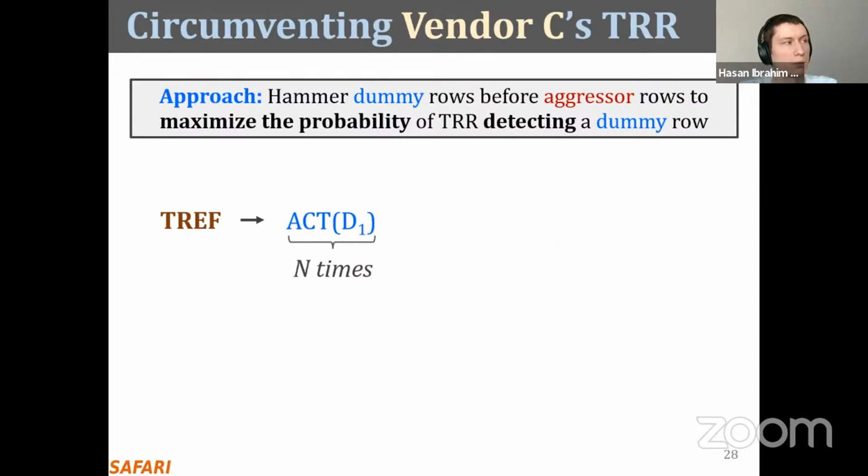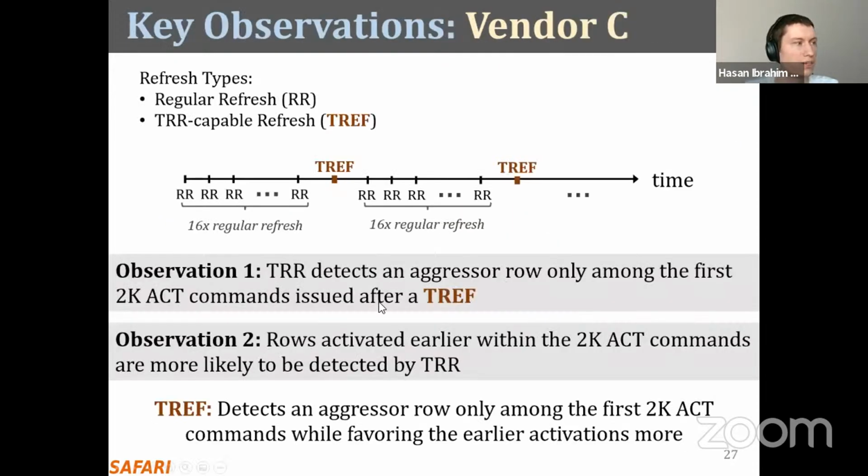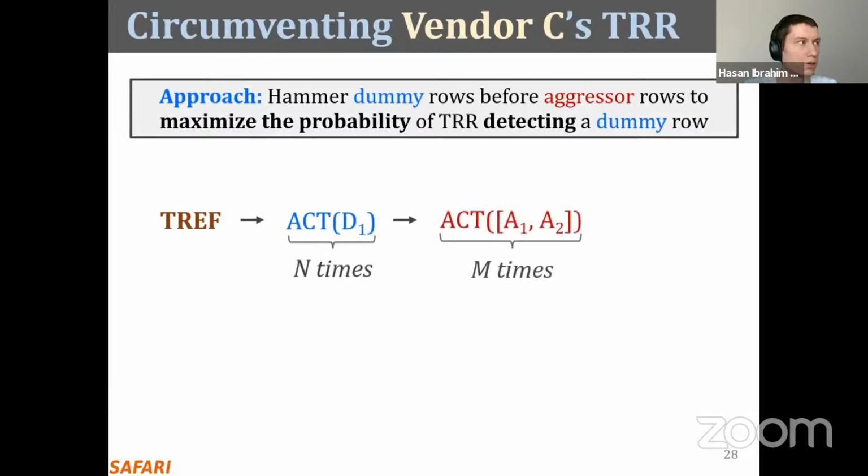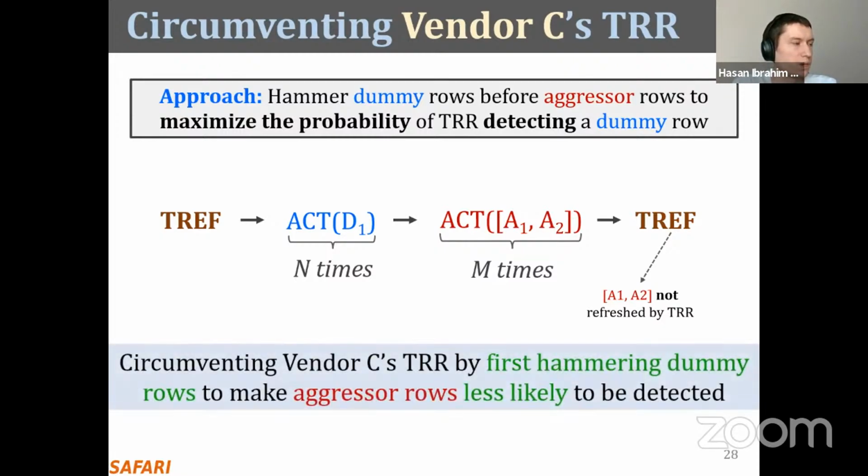Most of the times you were able to observe bit flips with smaller than 2K activation commands, and it is because of the second observation, right? As we approach the 2K activation commands, these later activation commands become less and less likely to be detected by the TRR mechanism. So even if you perform less than 2K dummy row activations, it is possible that these actual aggressor rows will not be detected by the TRR mechanism. Yeah, and this is the access pattern that we use.